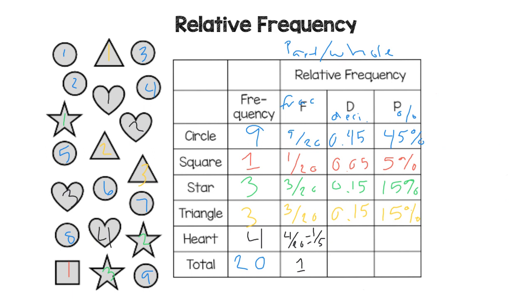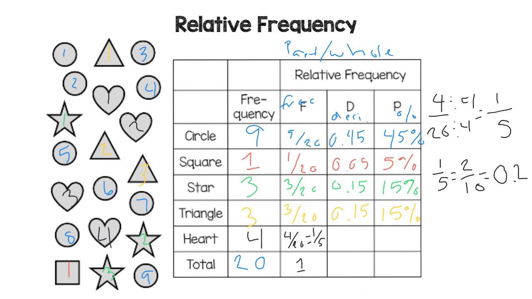Okay, and the last fraction we have to worry about is the heart. The heart we said is 4/20, which when we divided by 4 and simplified, we said it was equal to 1/5. Now we want to turn 1/5 into a decimal. The easiest way to do this is to say that 1/5 is the same thing as 2/10. Okay, so our decimal is 0.20.